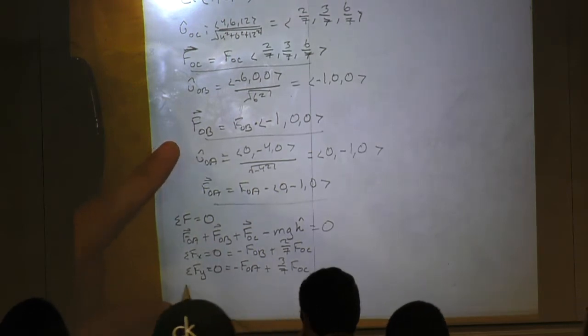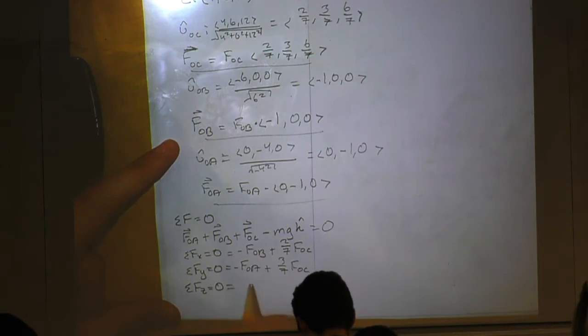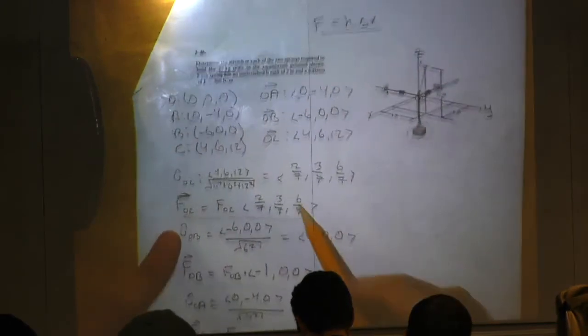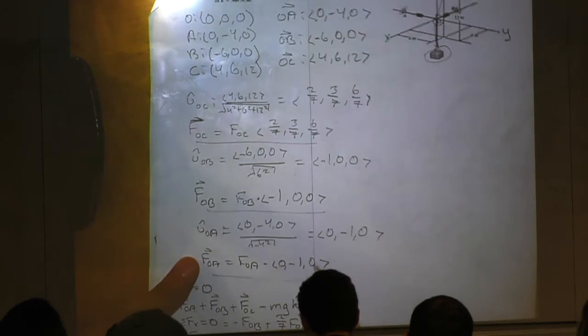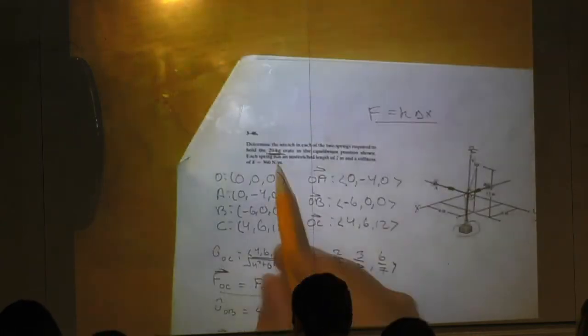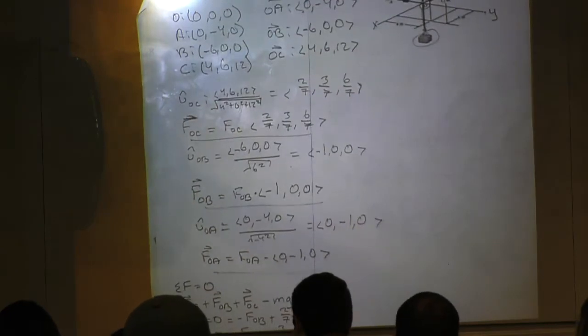Now I'm going to go with z. I know that's equal to 0, and that's going to be equal to 6/7 F_OC, the one z component from this rope, and the other z component is the weight, mgk. It's 20 times the constant for gravity, dealing in SI, so 9.81 meters per second squared, and that's 196.2 newtons.